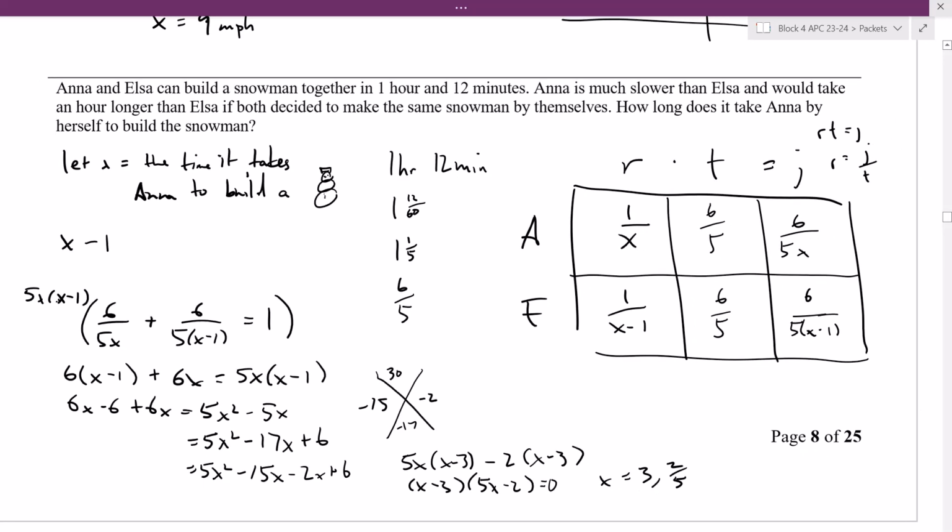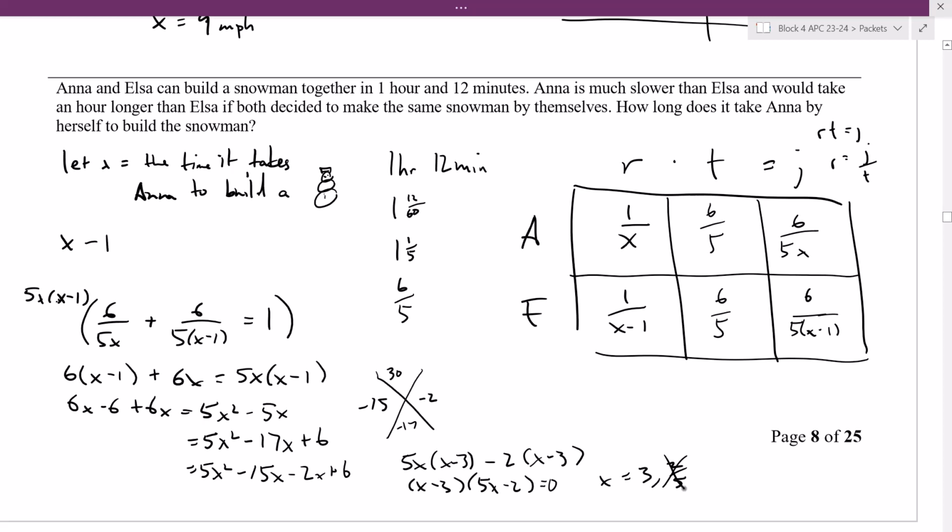So are there 2 solutions? There could be 2, except the problem is if it takes Anna 2/5 of an hour to make a snowman, that means it takes Elsa negative 3/5 to make a snowman, which makes no sense. So it takes Anna three minutes? Hours, I think. Is it hours? It's hours.